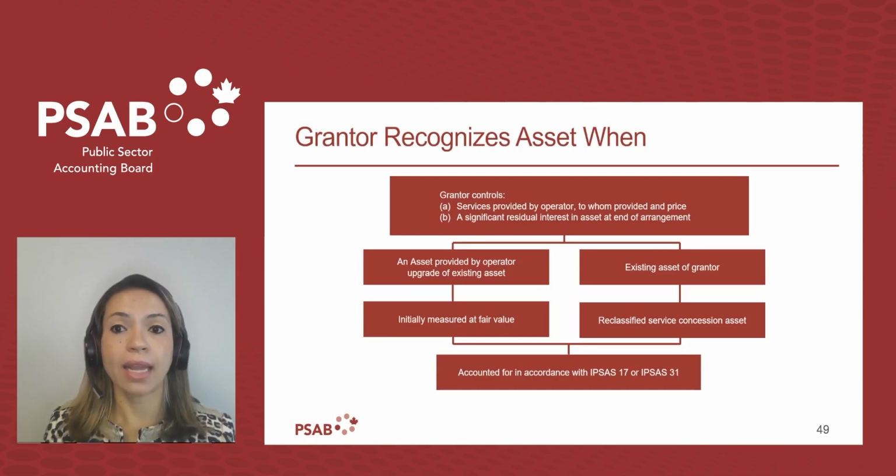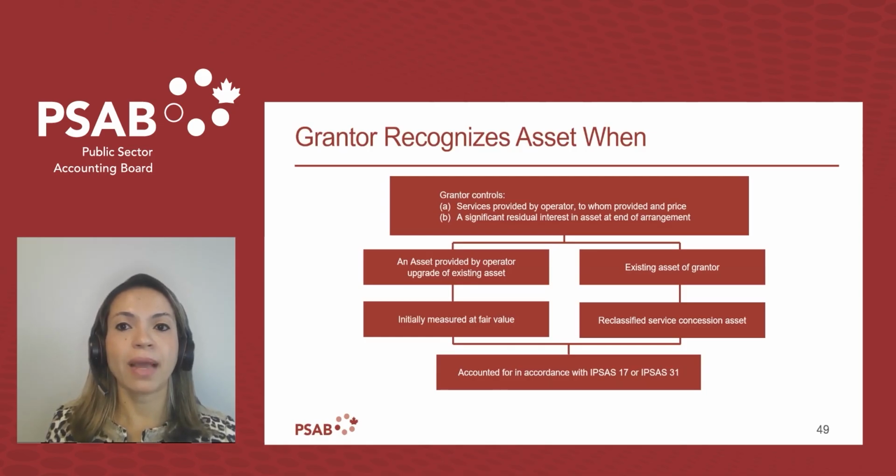Once it's determined that the grantor controls these two items, the grantor recognizes an asset provided by the operator and an upgrade to an existing asset of the grantor as a service concession asset. Once the recognition criteria are met, the grantor initially measures the service concession asset that is provided by the operator and an upgrade to an existing asset of the grantor at its fair value.